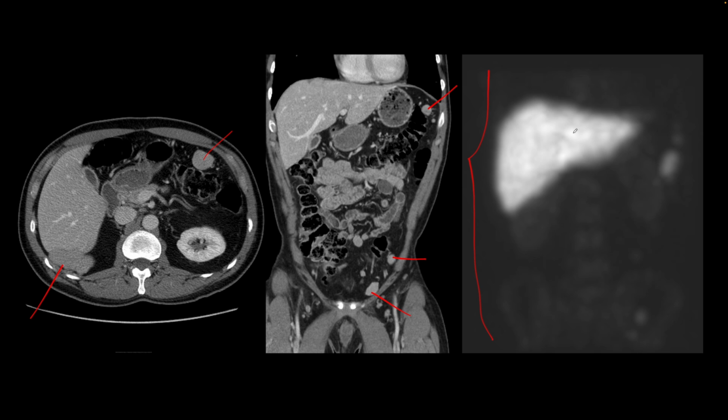So we injected the patient with sulfur colloid, and on this spot view of the abdomen, we find that there is physiologic uptake in the liver, and all of these enhancing foci that were seen in the CT of the abdomen and pelvis take up technetium-99m sulfur colloid, suggesting that they are splenules and not tumors.